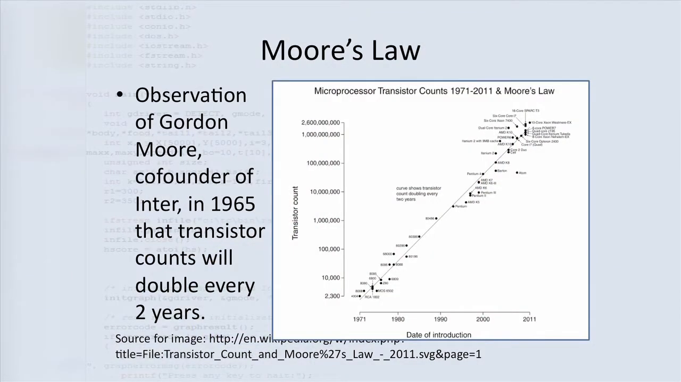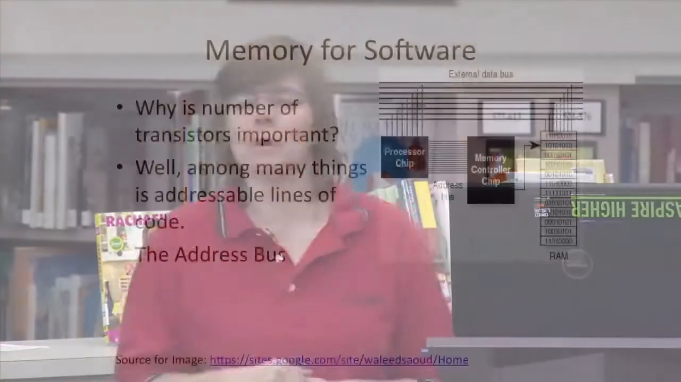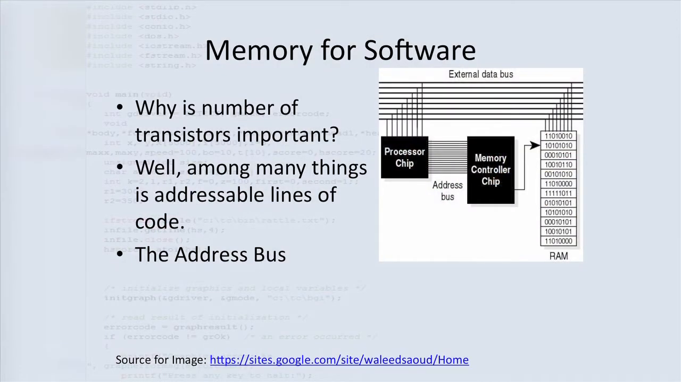So let's talk about some of the evolutions in computer technology. There's this Moore's law. It's an observation that Gordon Moore, the co-founder of Intel, made back in 1965, that the transistors inside a microprocessor will double every 2 years. It's called a law, but it's an observation proven by the data since then. It's very interesting. So why are transistors important for memory, for the software? Well, among many things, it's the addresses of your code.